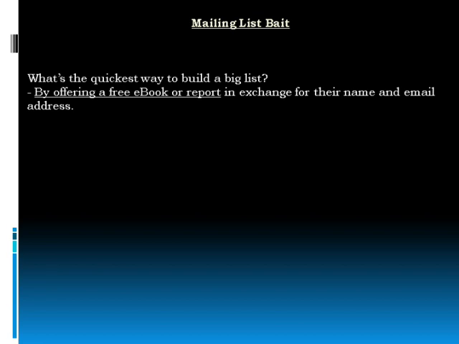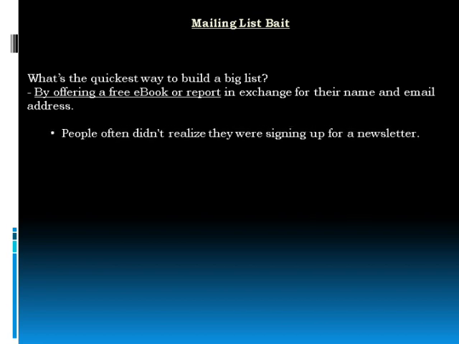It used to be that marketers would ask web visitors to submit their name and email address for the free report, which was usually delivered in a link via email. Then the marketer would follow up with further promotional messages or perhaps even a newsletter of sorts. The problem with that technique is that people often didn't realize that submitting their name and email to get the book meant that they would also start getting a newsletter and pitches.